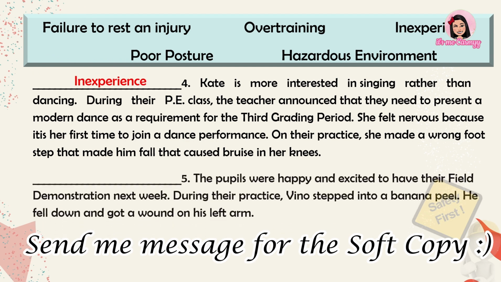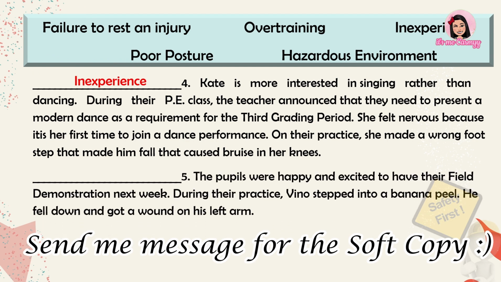Last, number 5. The pupils were happy and excited to have their field demonstration next week. During their practice, Venus stepped on a banana peel. He fell down and got a wound on his left arm. The correct answer for this is the hazardous environment.